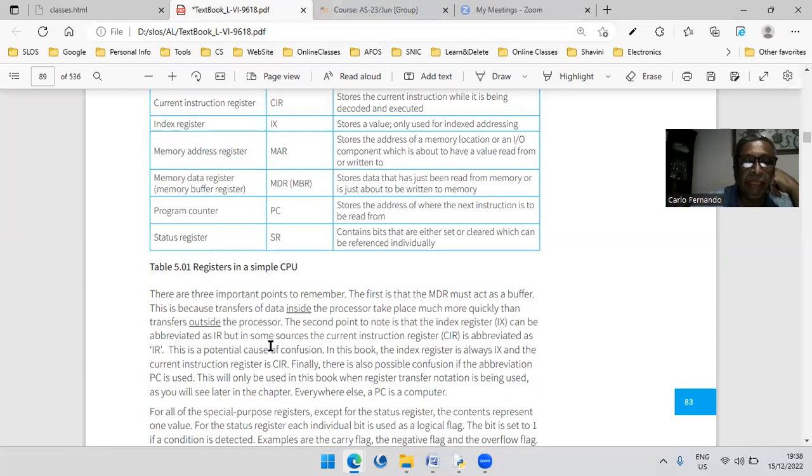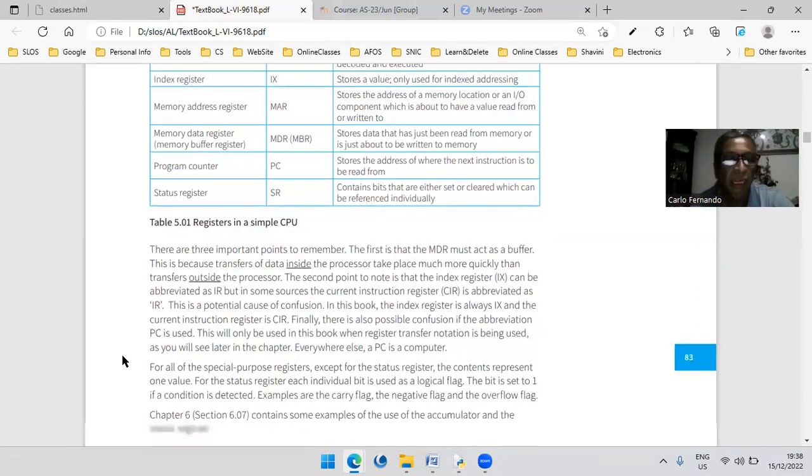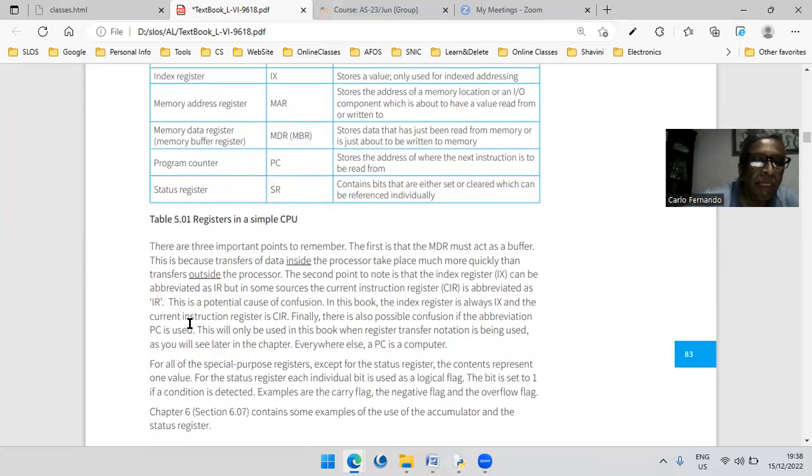Abbreviated as IR. But in some sources, the current instruction register, CIR, is abbreviated as IR. Now see, what are they doing? Making things difficult for us. This is a potential cause of confusion. Yes, we know. That's what we are saying.